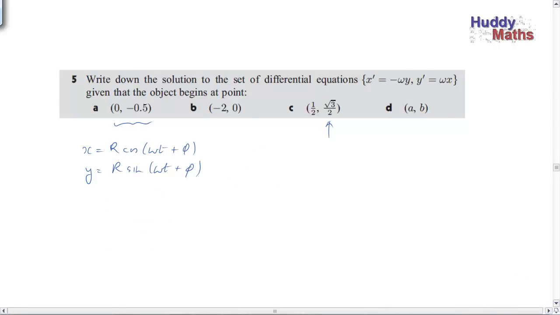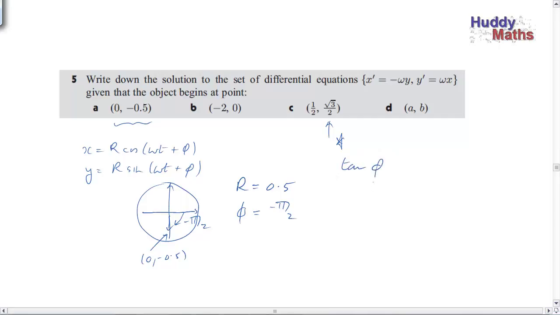Sorry about the little glitch there, but let's go back again and have a look. We're saying here that with our point at 0, neg 0.5, the radial arm has a length of 0.5, and phi, when t is 0, the starting position down here, will be neg pi on 2. So you could use tan for this one over here. You might want to divide them out and look at tan of phi as the y value over the x value at that starting point.